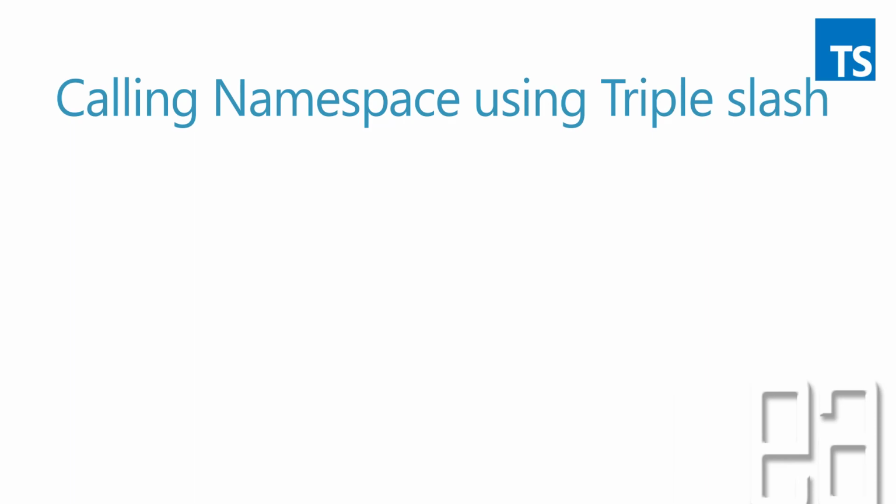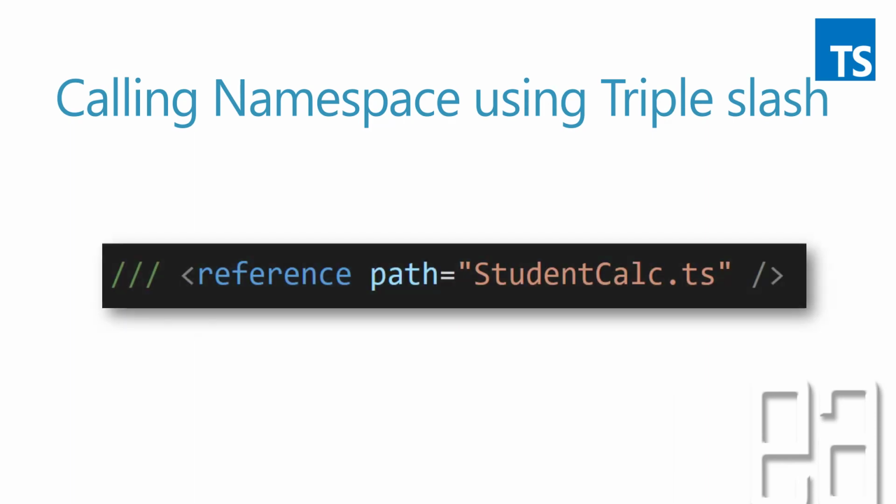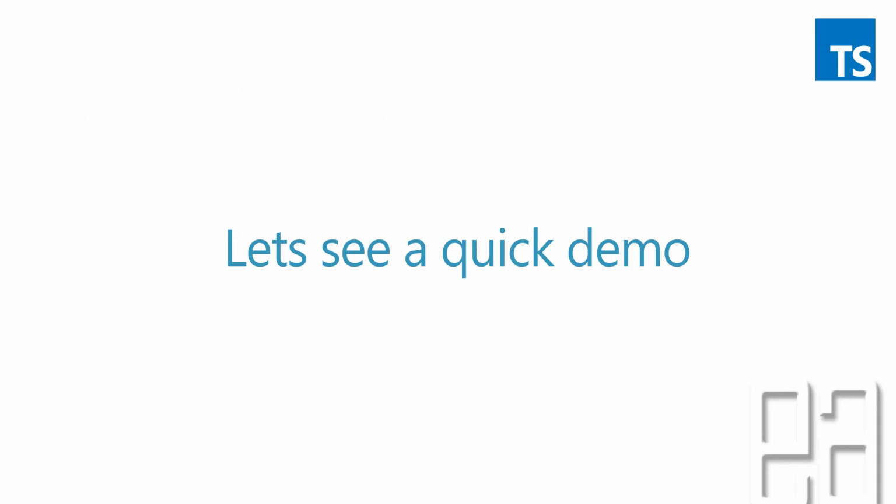Calling a namespace is done using what is called a /// reference. So this is something new. We have never discussed this before. You can see that there is a reference path followed by the file name. This is going to be different from the one we discussed with modules. So let's quickly see this in a demo and understand how things work.